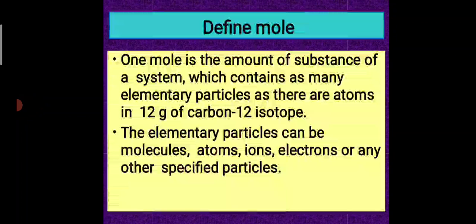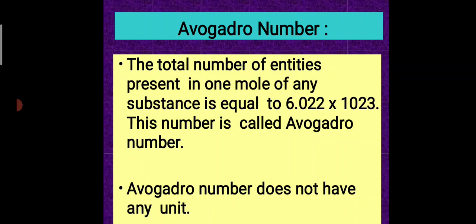they are saying here. The elementary particles they are representing could be a molecule, an atom or ion, electron or any other specified particles. And moving on to Avogadro number. The total number of entities present in 1 mole of any substance is equal to 6.022 into 10 power 23, and that number only we call as Avogadro number.